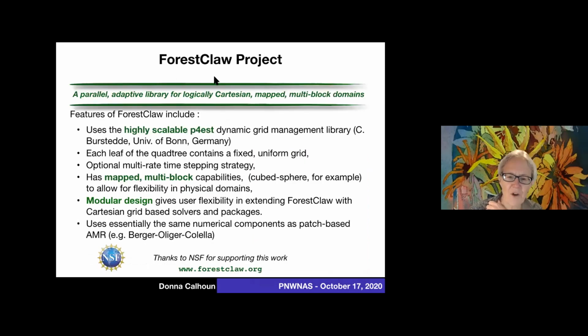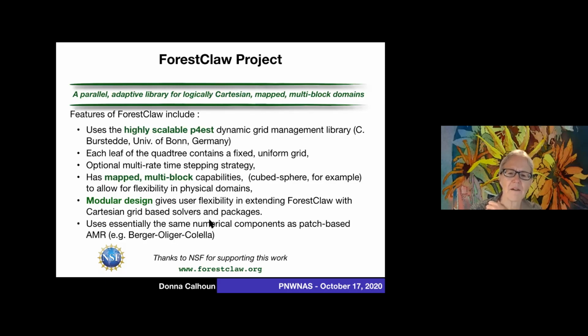I've been involved recently in this ForestClaw project, which is a code I've developed with Carsten Burstedde at the University of Bonn in Germany. It's a quadtree code. It's an adaptive mesh code that relies on quadtree refinement. Each leaf of the quadtree is actually a Cartesian grid. We have multi-rate time stepping. It has multi-block capabilities, so we can do, for example, the cubed sphere.